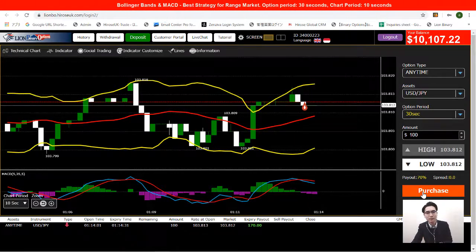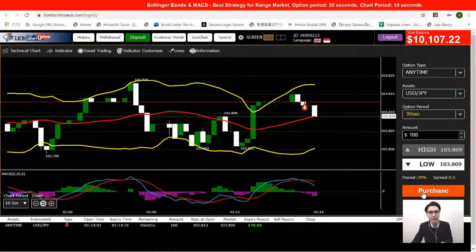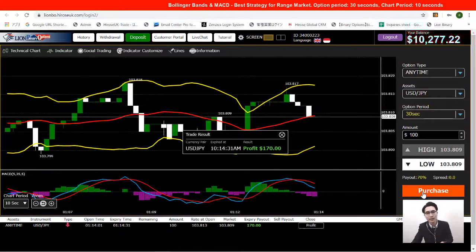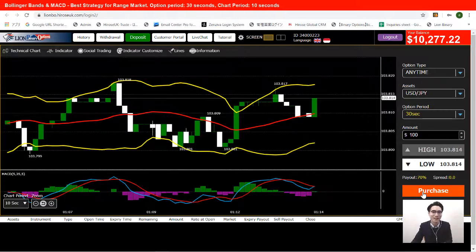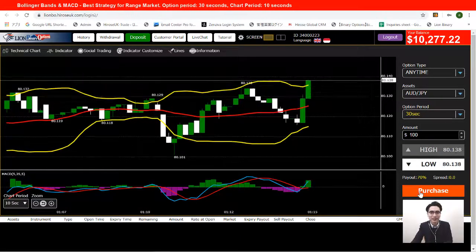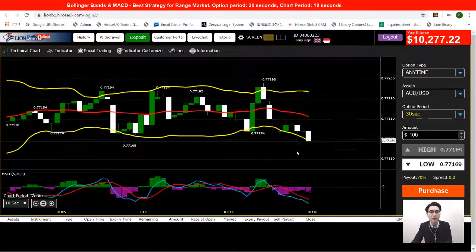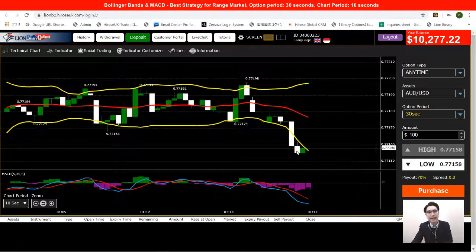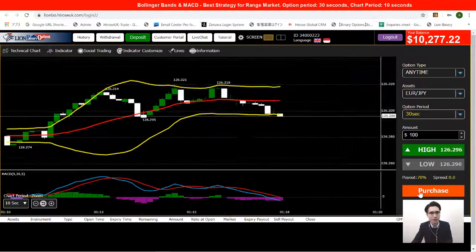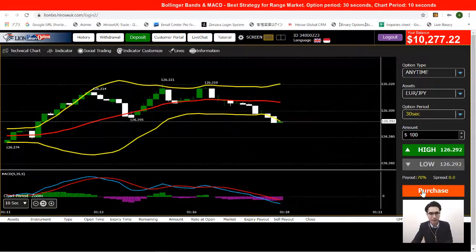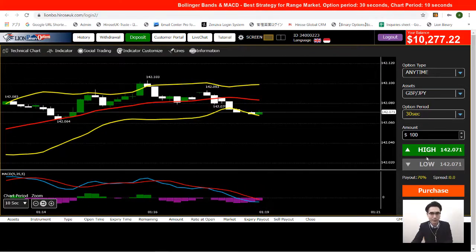Now let's see how this trade is gonna end. Okay, it's ending in profit, as expected. So the accuracy for this strategy is quite high. I'm just gonna browse a little bit more here and try to show you how to place a high option with this strategy.